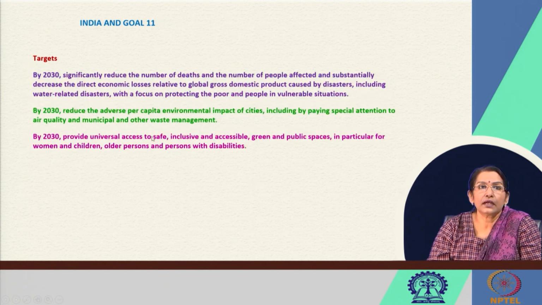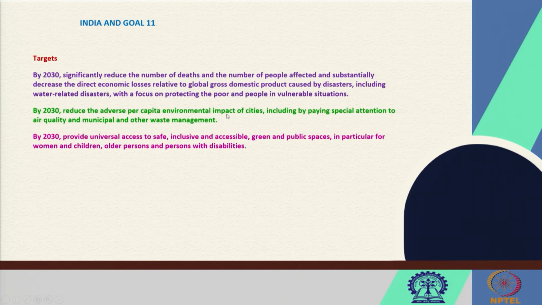So, these are some of these targets, because under every goal there are so many targets. By 2030 to reduce the adverse per capita environmental impact of cities, all kinds of things, by providing universal access, to achieve sustainable cities by 2030. So, that is another primary sustainable development goal.